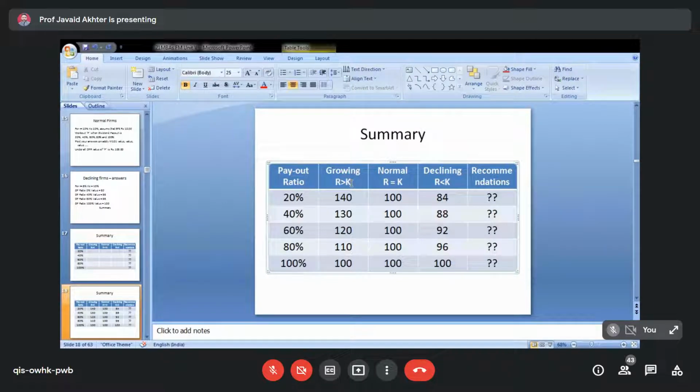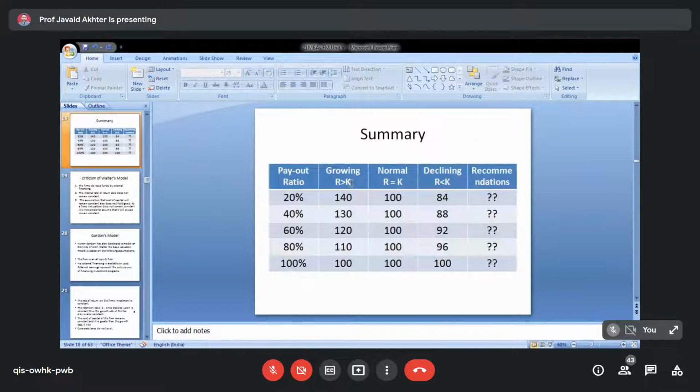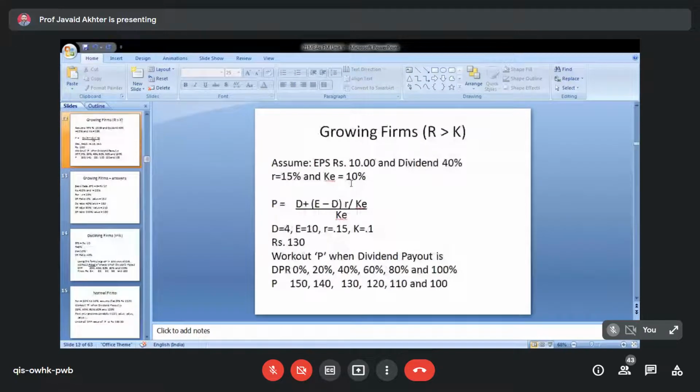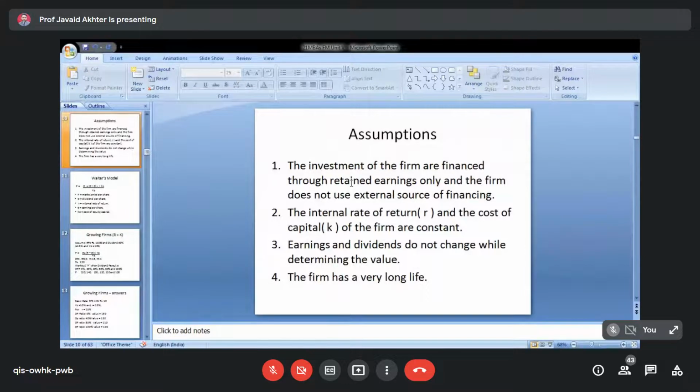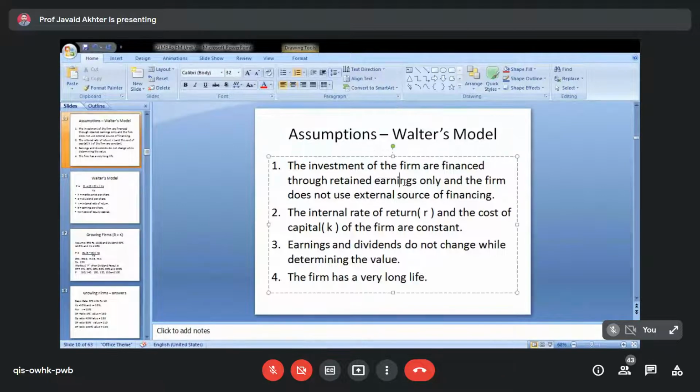Correct. Now we move on to some of the theoretical considerations, and those theoretical considerations begin with the assumptions of Walter's model. Only if you accept these assumptions will whatever calculations we have discussed be true, otherwise not. Number one, the investments of the firm are financed through retained earnings only, and the firm does not use external sources. If the firm is using a combination of equity and debt, then the calculations will not hold good. Is that fine to assume?